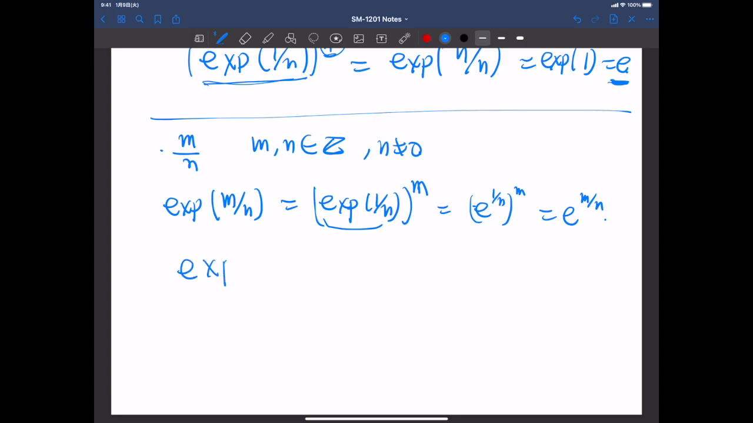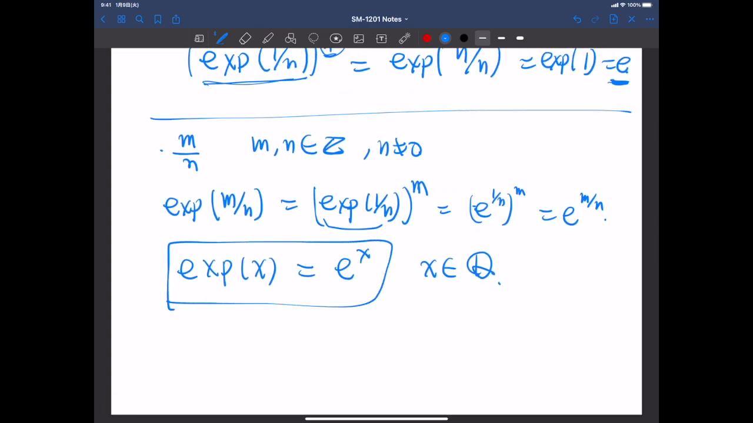So we have exp of x is equal to e to the power of x if x is either natural number or integer or a rational number. So this is indeed an exponential function of x as long as x is a rational number. Okay, but we want to extend this to real numbers. So instead of rational numbers, we want to say x is any real number. Okay, how can we do this?